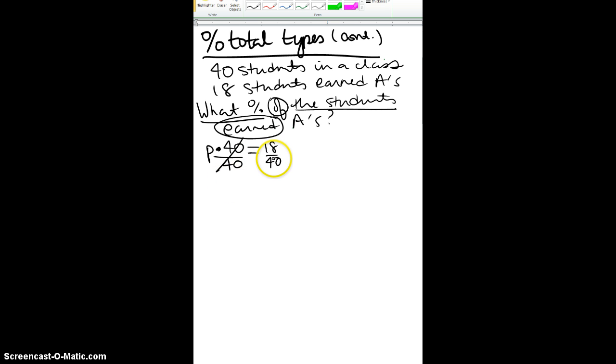This one's not bad to do mentally because this would be, what, 9 out of 20, 4.5 out of 10, so 45%. But again, just make it a decimal, move the decimal, it would be 45%.